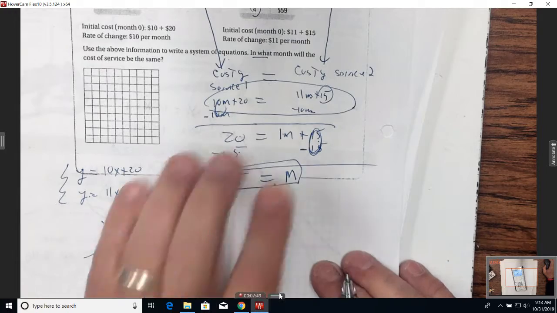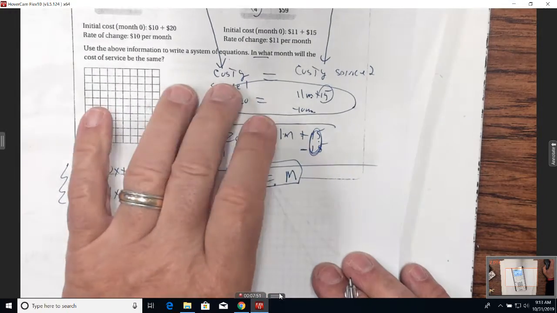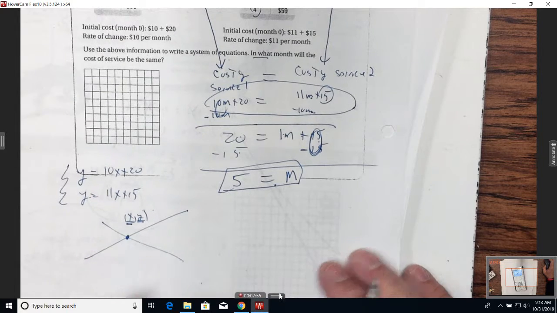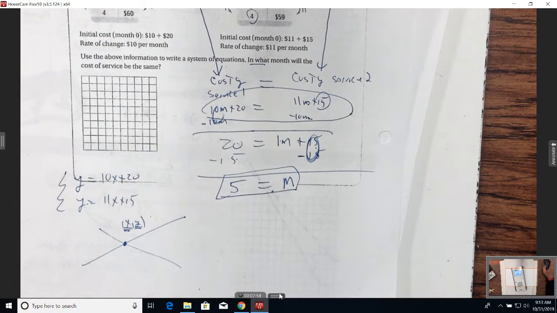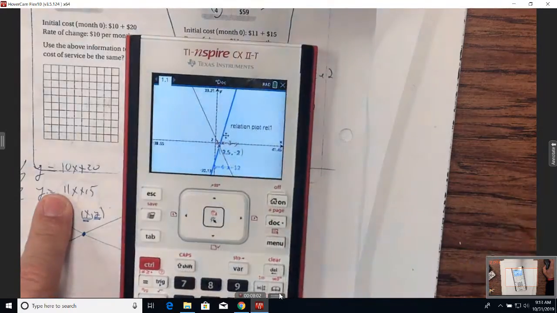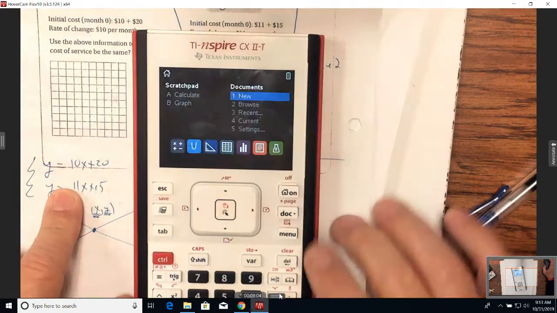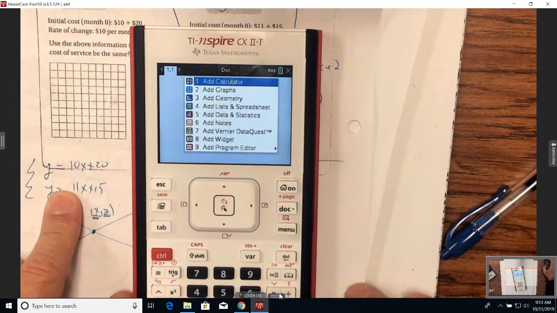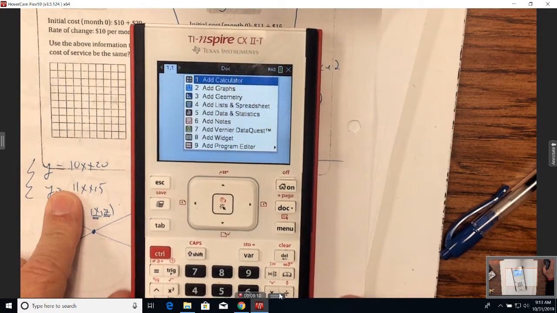And that's the same thing as what we did here. When is the cost? When are the y's equal to the y's? What is the x value that makes the y's equivalent to each other? So to solve that, we could simply just plug it in our calculator and find the intersection. So let's do that. Let's go to home screen. Go to a new document. Don't save my last. And let's see when these are equal.